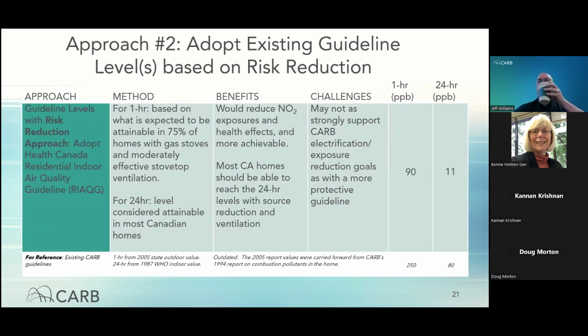Approach number 2 is also based upon Health Canada indoor air quality guidelines, which use their health values and which at the time were determined based on what was considered achievable, but yet provided benefits for health, essentially a risk reduction approach. Achievability was based upon what was attainable with stovetop ventilation for the 1 hour health value and what was attainable in most Canadian homes for the 24-hour value of source reduction and ventilation. This approach, while not as health protective as approach number 1, would still provide health benefits, but would not be as supportive of CARB's electrification and exposure reduction goals.